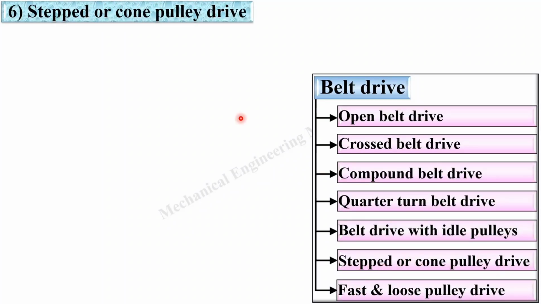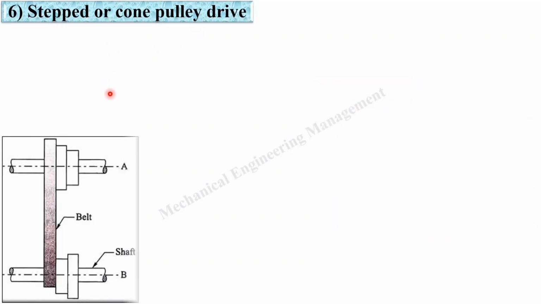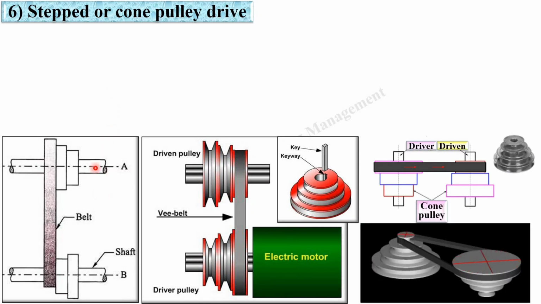Next one, step or cone pulley drive. Here you can see the figure. The pulleys are like a cone, that's why it is called the cone pulley drive. Or you can see the pulley dimensions are reduced in sequence, so it is called step pulley drive.